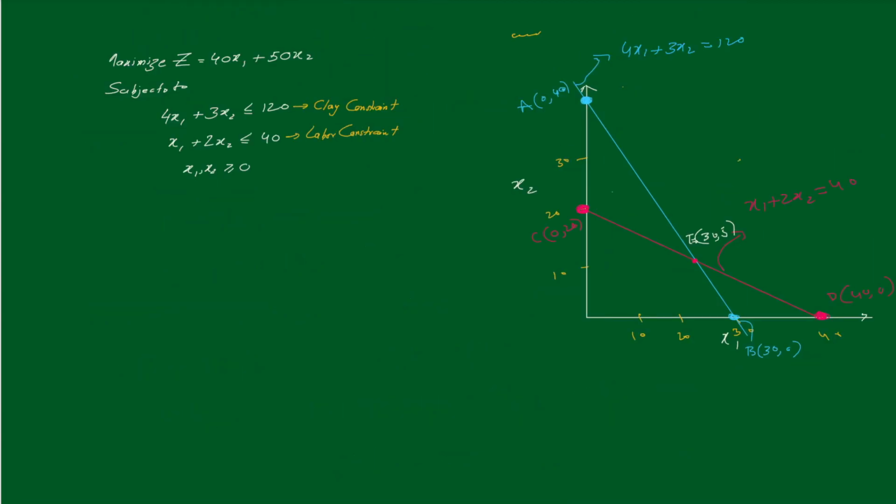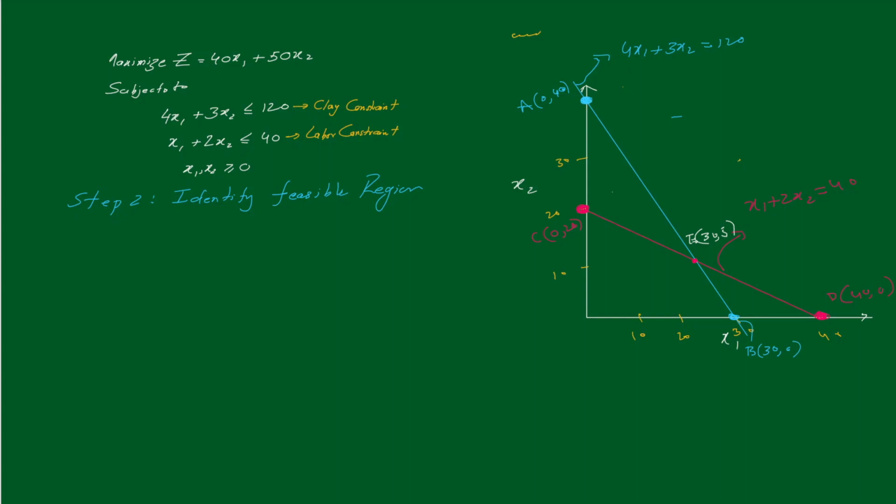Okay, so the next step, step number 2, is to identify the feasible region. To identify the feasible region, we use these constraints. Let's check the feasible region for the clay constraint. Let's check different points and see whether they satisfy the constraint or not. Let's pick a random point, 40 and 40, somewhere in here. If I put 40 here and 40 here, you will see that this constraint is violated. So it means that the area on the right hand side of the constraint is not feasible.